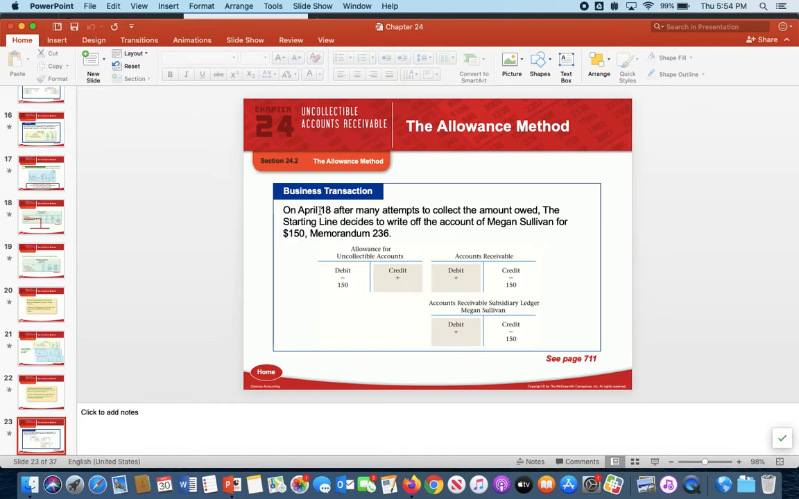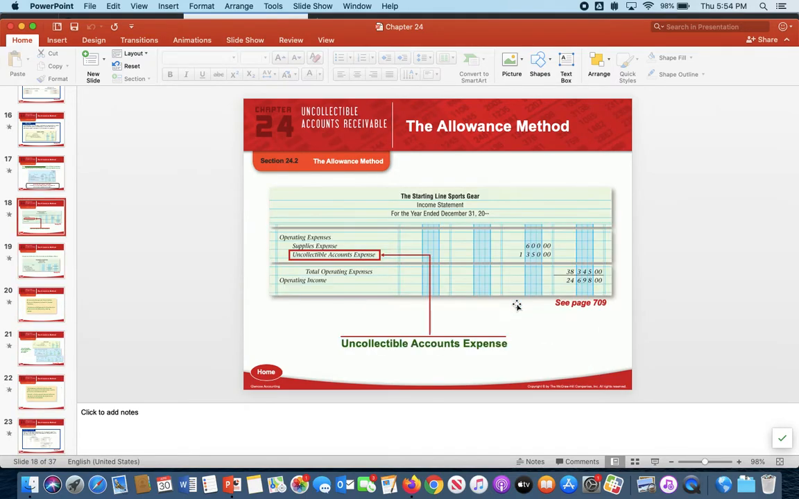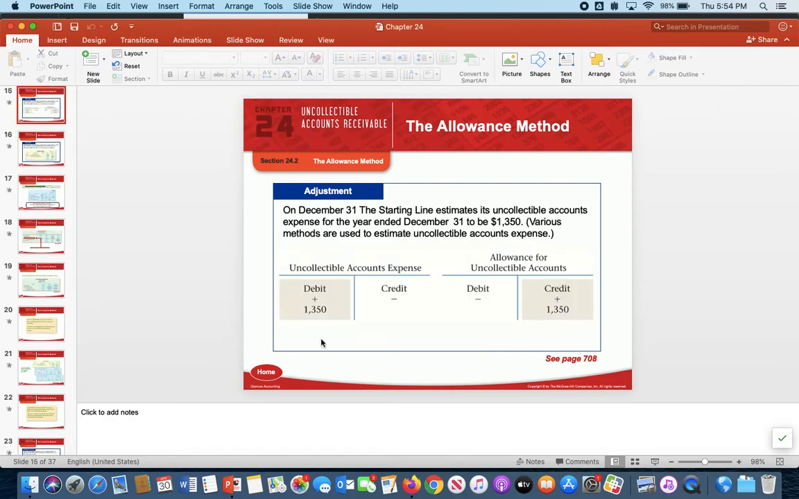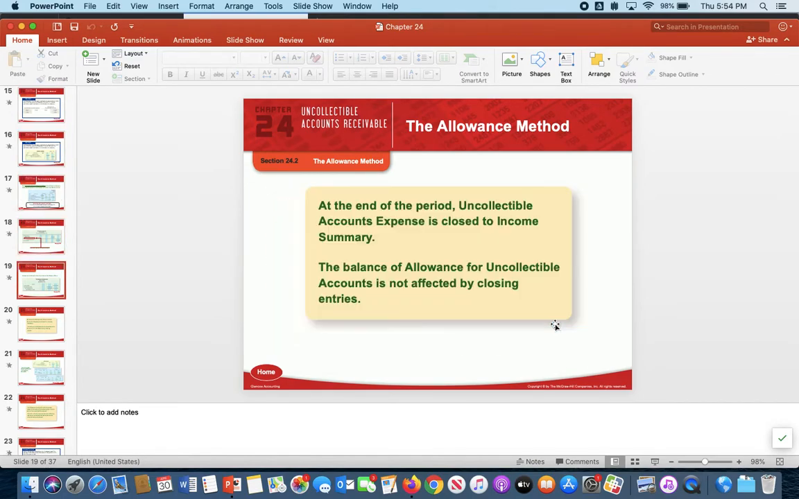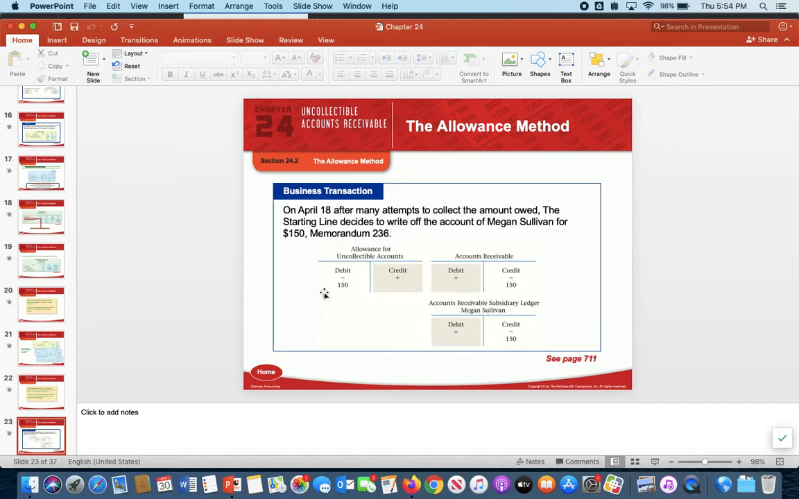This transaction says that on April 18th, after many attempts to collect the amount owed, the starting line decides to write off the account of Megan Sullivan for $150. Here, instead of debiting the expense, which we would have done in a direct write-off method, now we debit that allowance account. And then we can credit accounts receivable for Megan Sullivan. Whatever we created up here, that allowance account for $1,350, has a credit balance, right? Now when we need to use it, we can debit the account instead of debiting an expense. We debit the allowance and we credit the accounts receivable for that specific customer. Hopefully it's making sense.